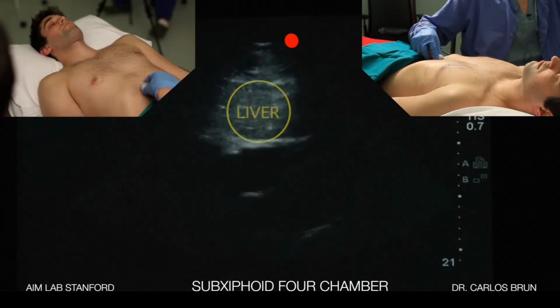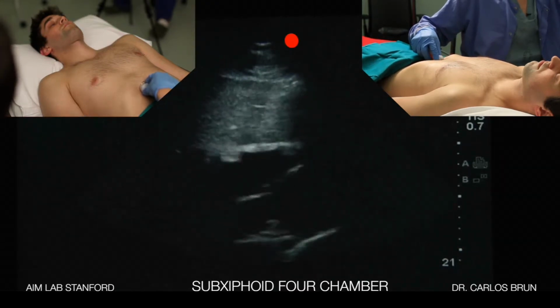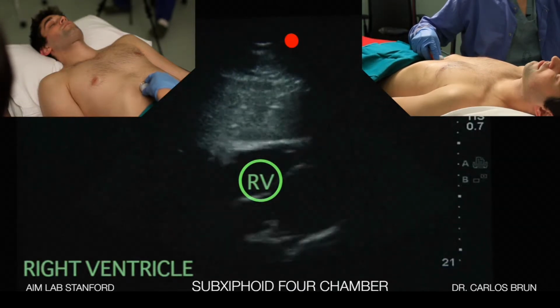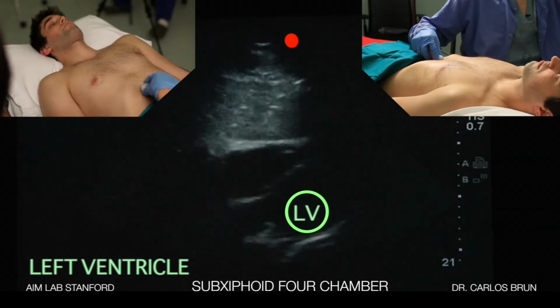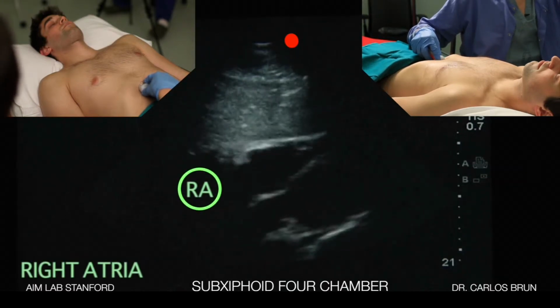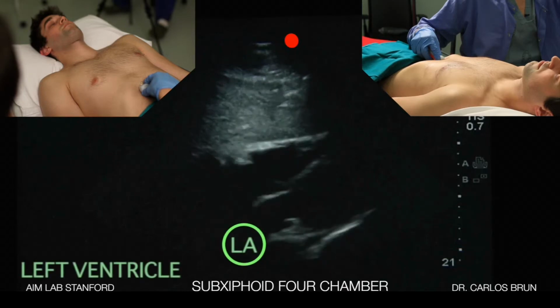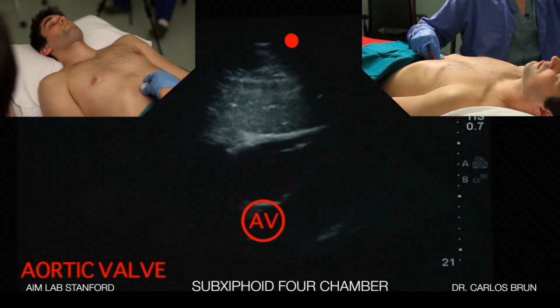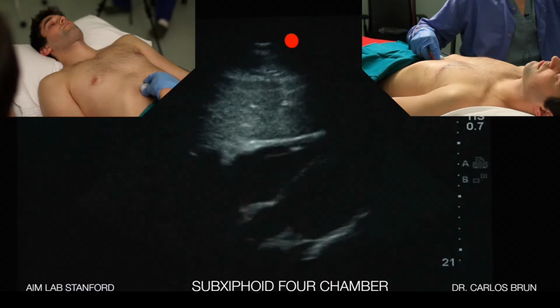Now I'm beginning to see the most superficial portion, or at the top of the screen, I have an acoustic window through the liver. That's why it looks like that. And then we begin to see below that the right ventricle, the most anterior structure of the heart, followed by the left ventricle. On the left-hand side of the screen, we see the atria, right atria and left atria. This is actually the aortic valve that we see at the base of the septum, ventricular septum, and atrial septum.